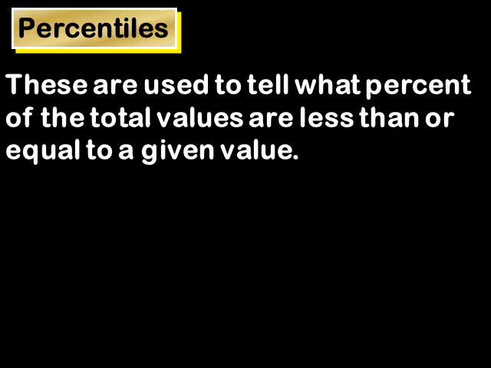You can also divide your data into percentiles. Percentiles are important in ranking. You often see them when you get SAT scores that are comparative to other people taking a test. The percentile rank of a score is the percentage of scores that are at or below a particular value. These are used to tell what percent of the total values are less than or equal to a given value.